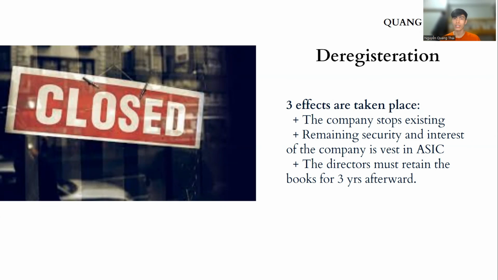So after the winding up, the company would be removed from the register of companies. And there are three effects that take place when this happens. Number one is that the company stops existing. It's so obvious, right? The next one is that the remaining property and interests of the company are vested in ASIC. And the final effect is that the directors must retain the books for 3 years after the deregistration.